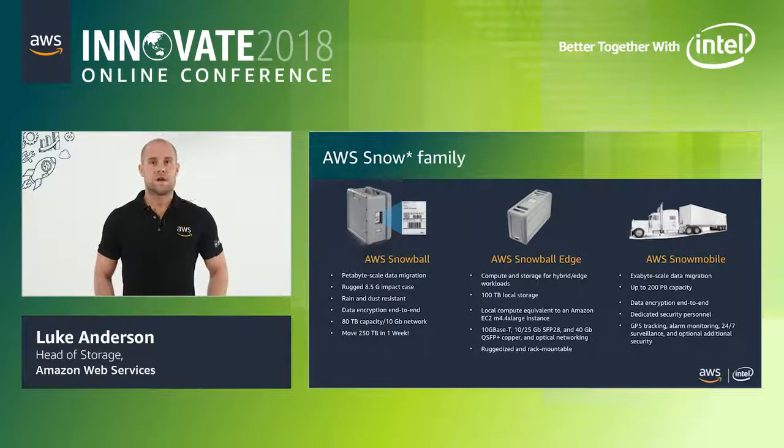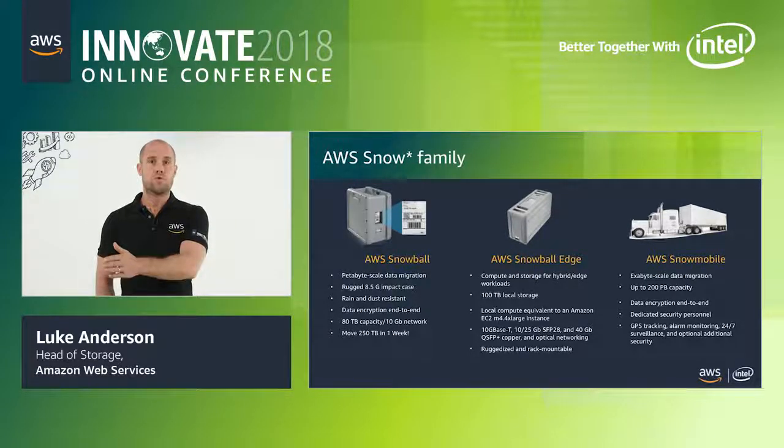On the far right of the slide, we have the AWS Snowmobile. This is our exabyte scale device. When you order the AWS Snowmobile, we'll drive it to your data center, you plug it in, you fill it up with data, and then we'll drive it back and load all of that data into your S3 environment inside of AWS.